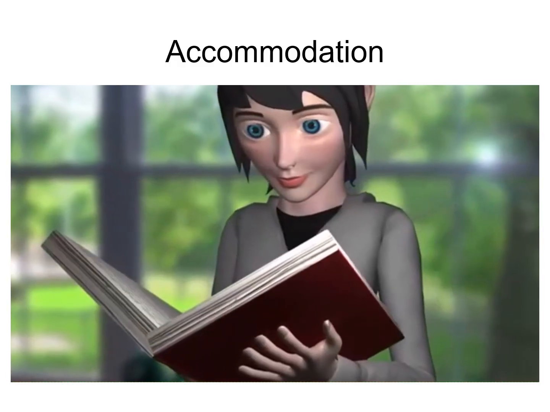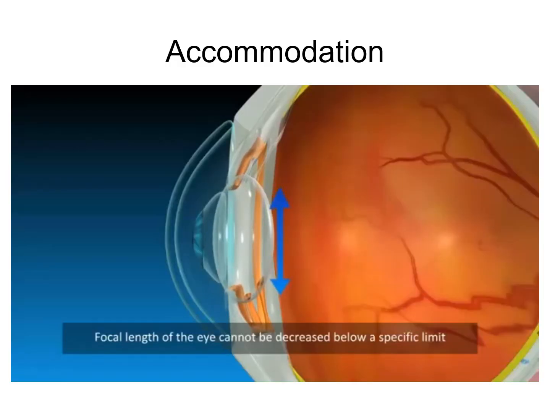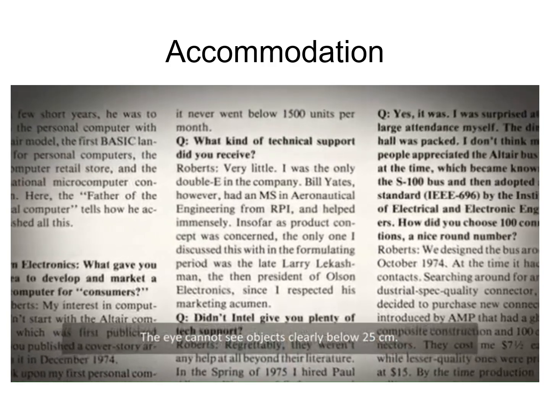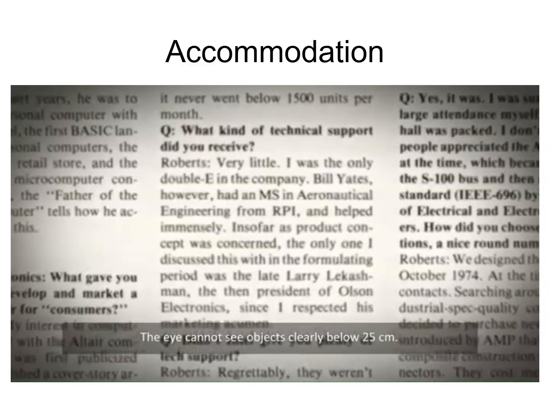Limitation of power of accommodation. The focal length of the eye cannot be decreased below a specific limit. The eye cannot see objects clearly below 25 centimeters.